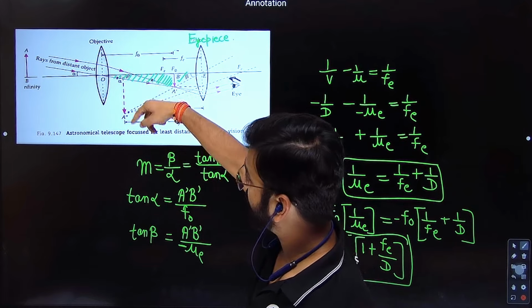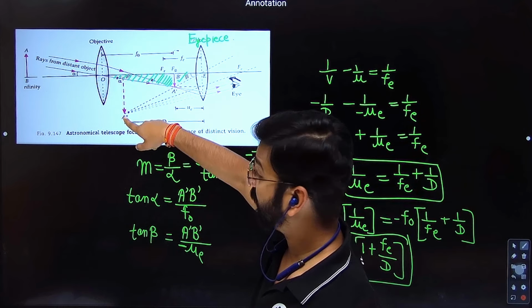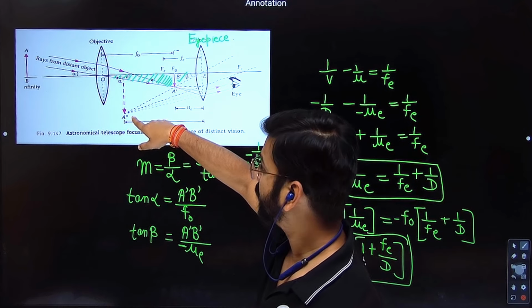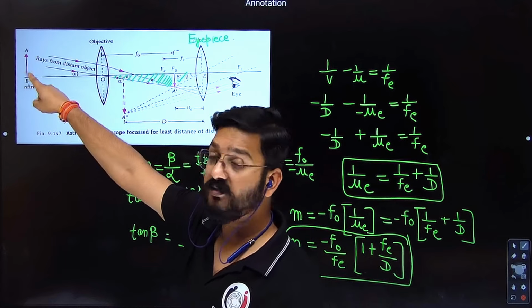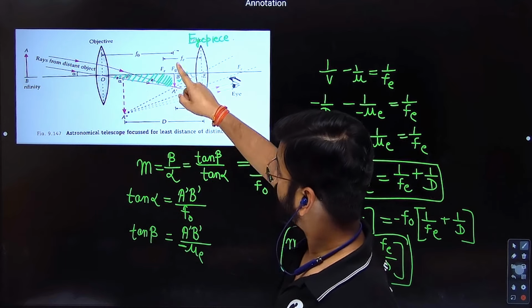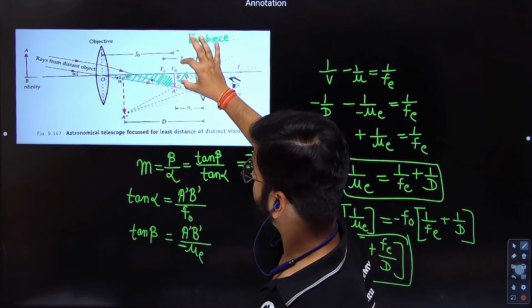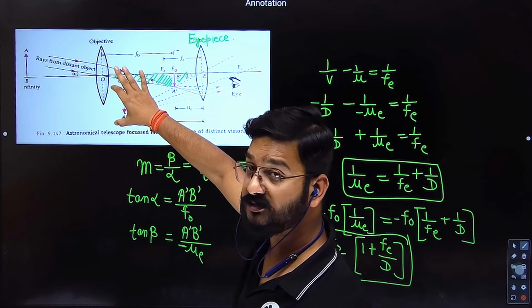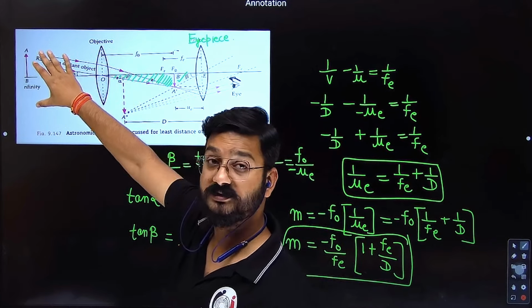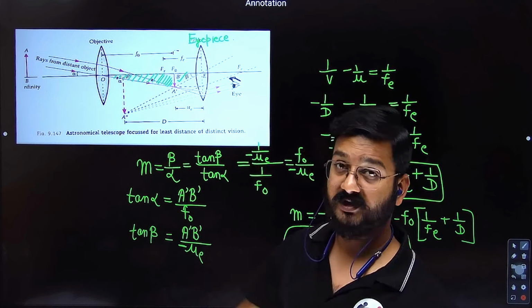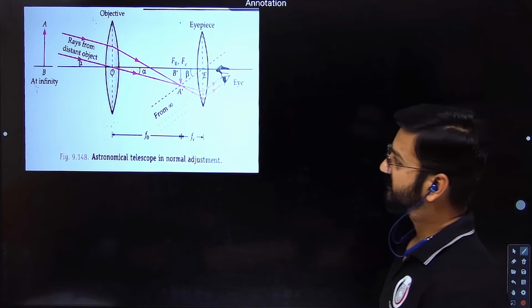If you see, our final image is virtual and inverted, inverted with respect to our original object. But if you see, the image of the objective is also inverted. So the final image is also inverted. But with respect to the original object, what is the image? Inverted. Okay, students, what is next?